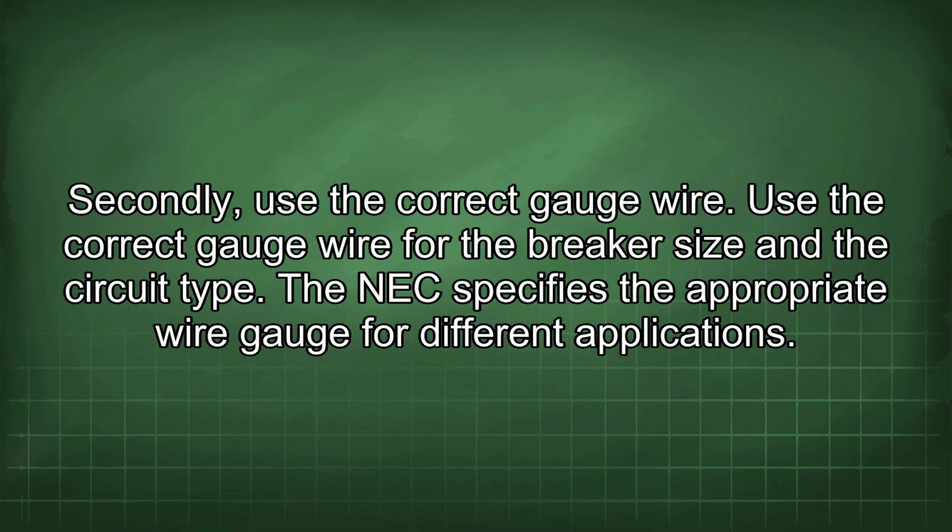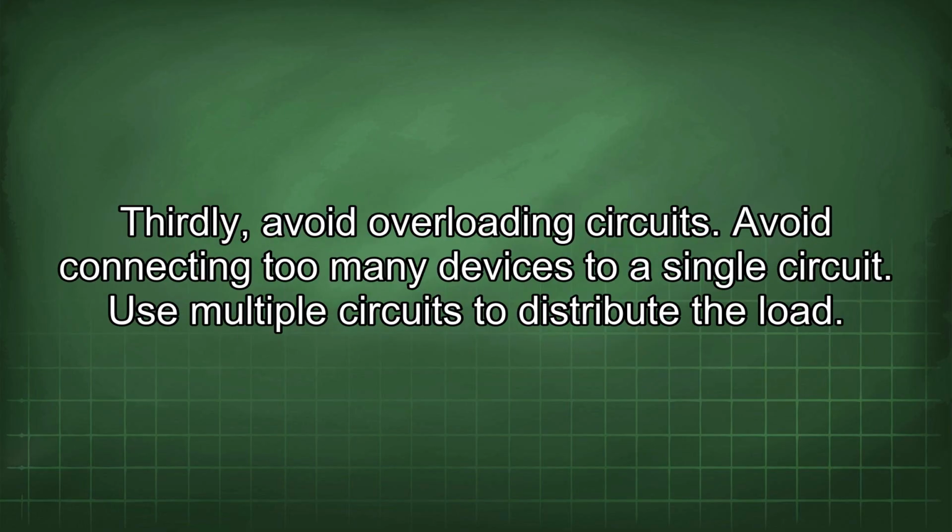Secondly, use the correct gauge wire. Use the correct gauge wire for the breaker size and the circuit type. The NEC specifies the appropriate wire gauge for different applications. Thirdly, avoid overloading circuits. Avoid connecting too many devices to a single circuit. Use multiple circuits to distribute the load.